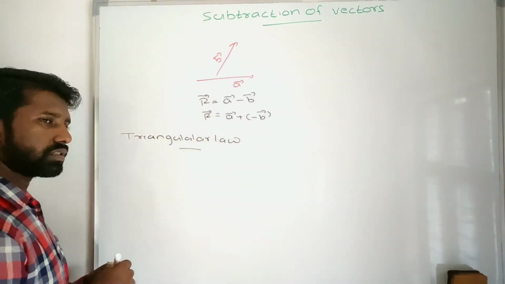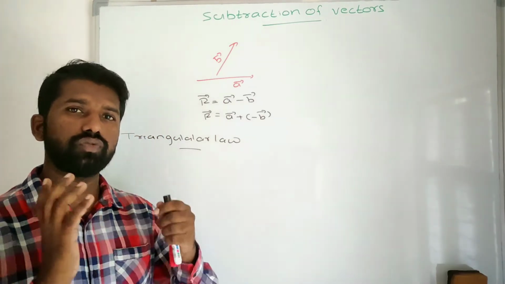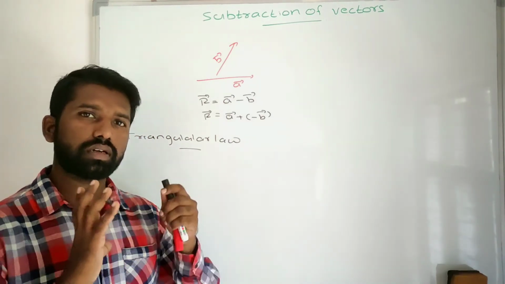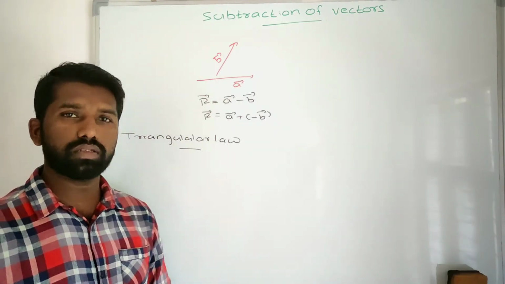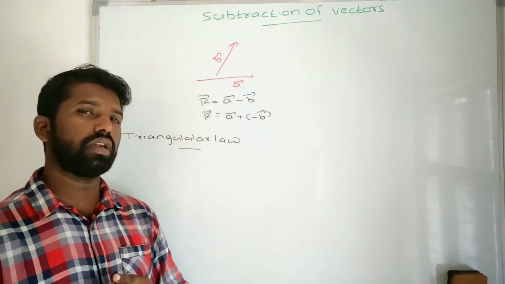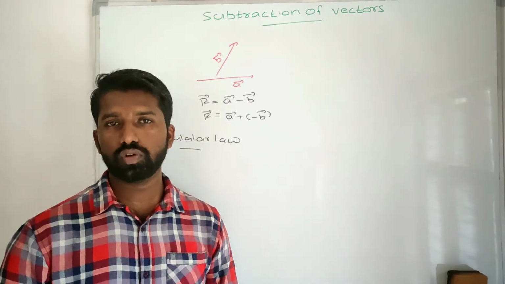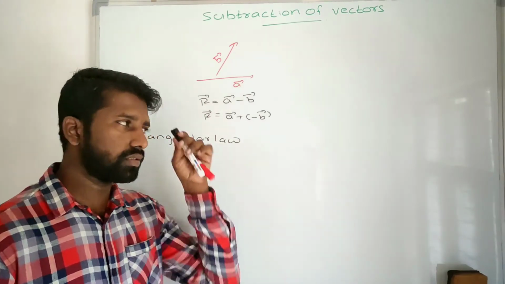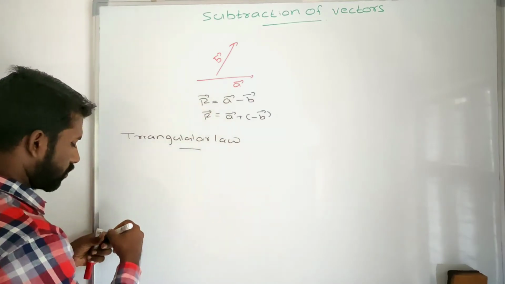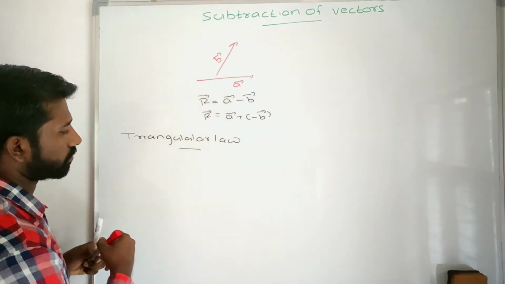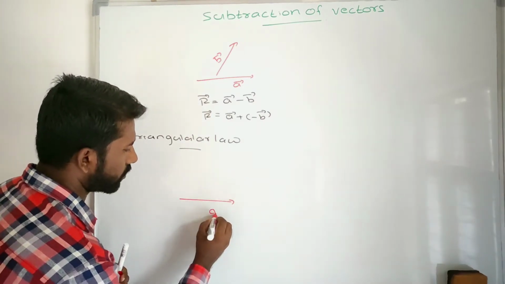The triangular law of vector addition says that if two vectors are considered the sides of a triangle taken in the same order, then the resultant is the third side of the triangle taken in the opposite order. Okay, that is the triangular law that we will apply here. So I am going to draw the first A vector. This is the A vector.